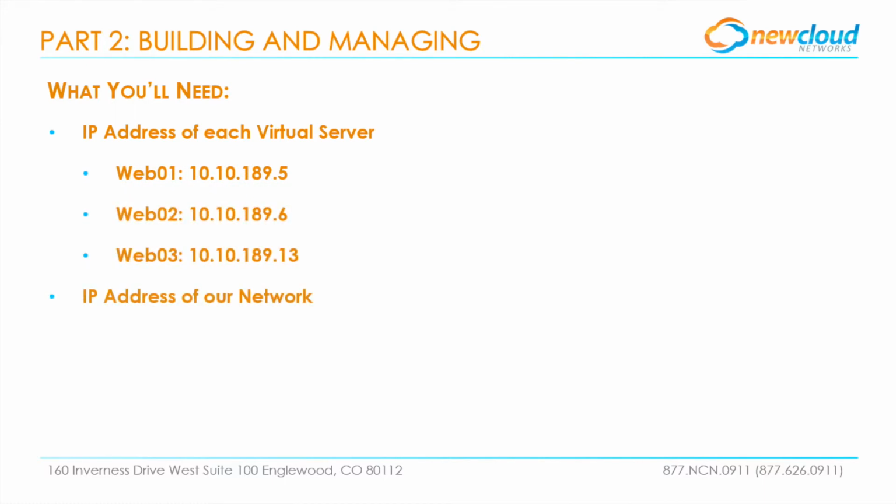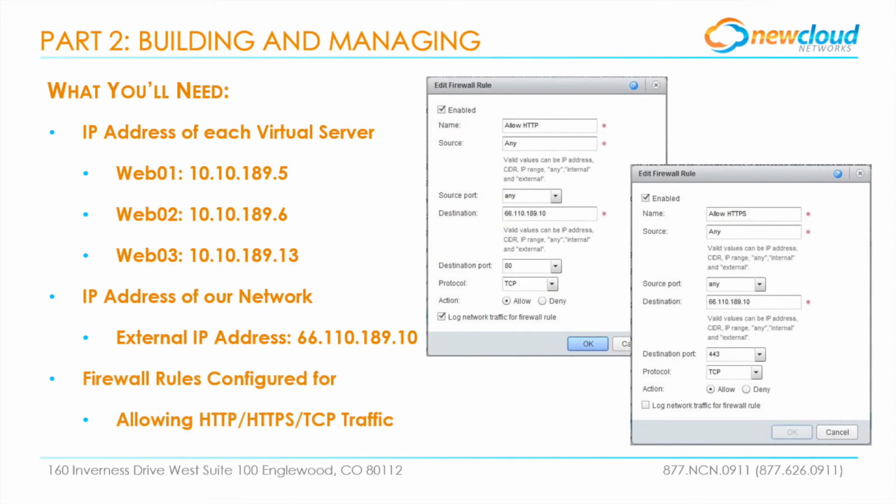The IP address of the network we would like load balancing to occur for. In our case, it will be the external IP of our virtual data center environment because we want to load balance all incoming traffic. Lastly, make sure that the firewall in your virtual data center environment has established rules configured for allowing HTTP, HTTPS, and/or TCP traffic.